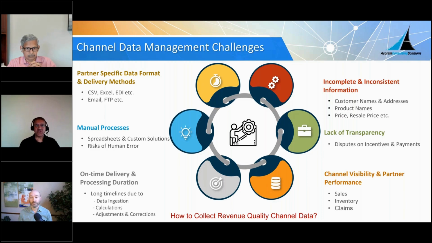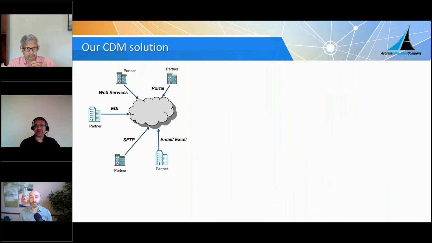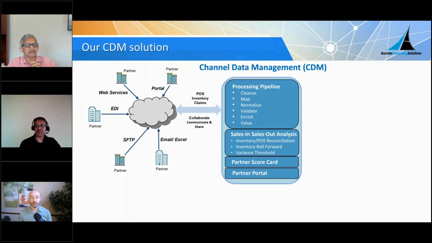And our solution, just to give you a quick overview, is this. This is your partner network. Let's say you have distributors and resellers or contract manufacturers, who are sending you data either through email, Excel, EDI, SFTP, all those various mechanisms. So it comes into our channel management system, and it has four main components. The first one is the processing pipeline. The data that comes in gets automatically processed without any human intervention.